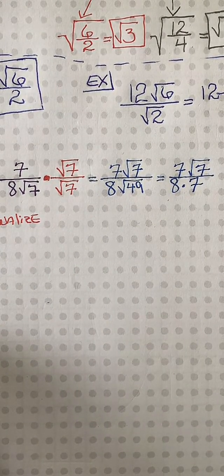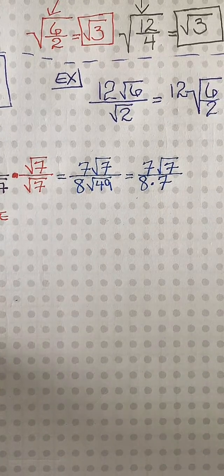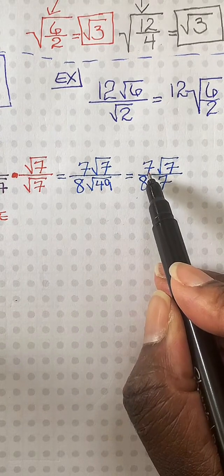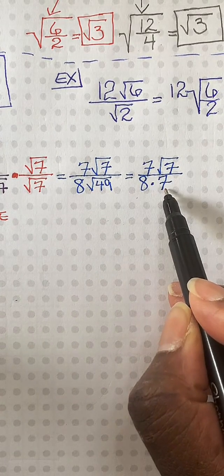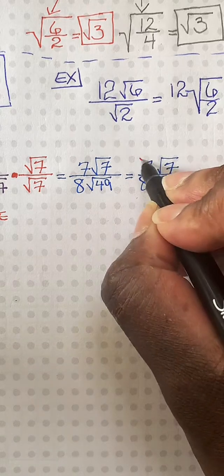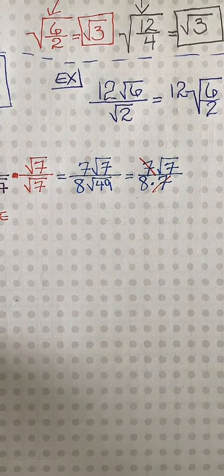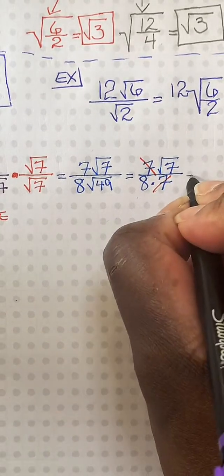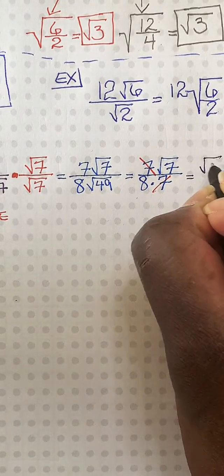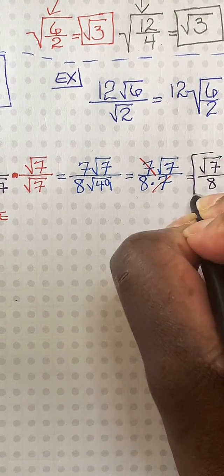So now, again, I'm lazy. I always like to see where I can reduce. Remember I said for part 4, always look to reduce your answer. There's a 7 in the numerator. There's a 7 in the denominator. 7 divided by 7 gives me 1. These 2 bad boys can cancel out. And what remains is my square root of 7 over 8.